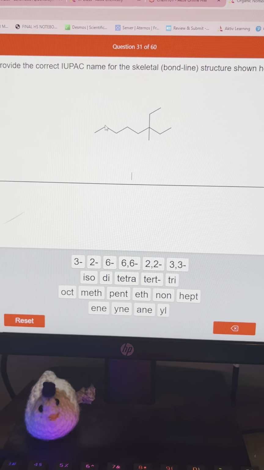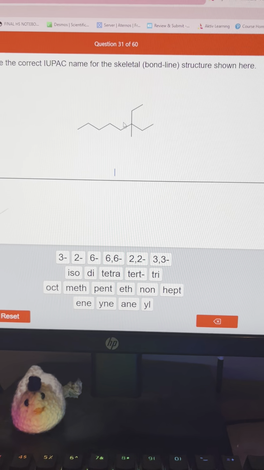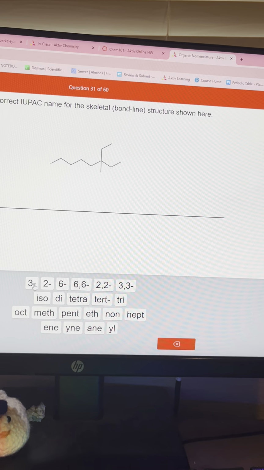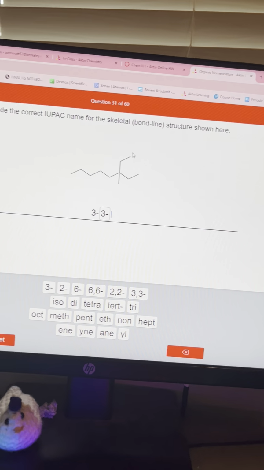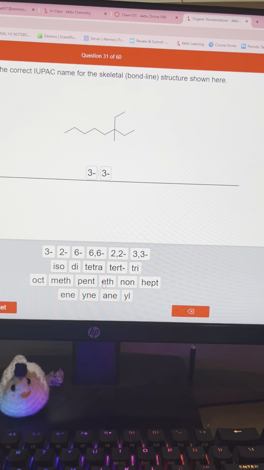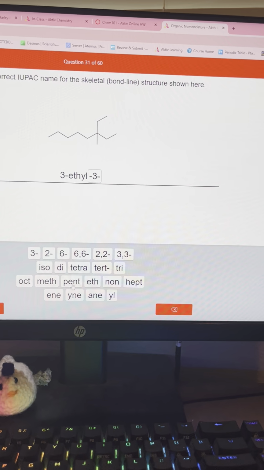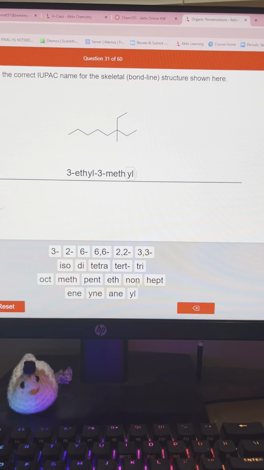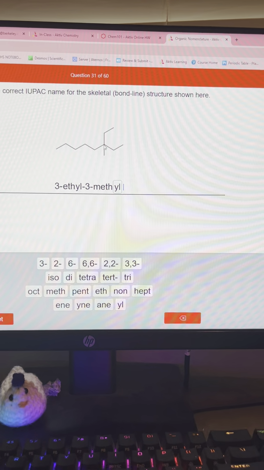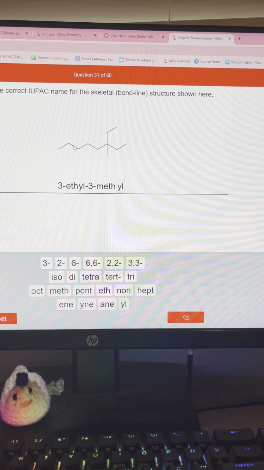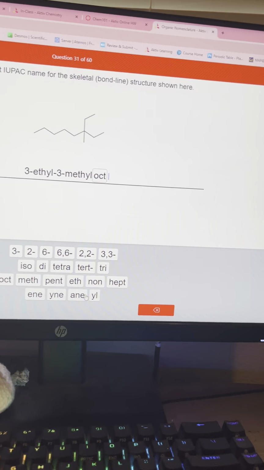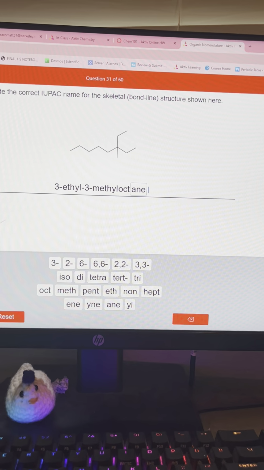But if you start over here, 1, 2, 3, it starts at 3. So that means we will have 2 here. Remember, we have to separate our ethyl and our methyl. The ethyl is always first, so ethyl and then our methyl. And then remember what kind of compound this is. 1, 2, 3, 4, 5, 6, 7, 8. So it's 8. It's gonna be an octane.